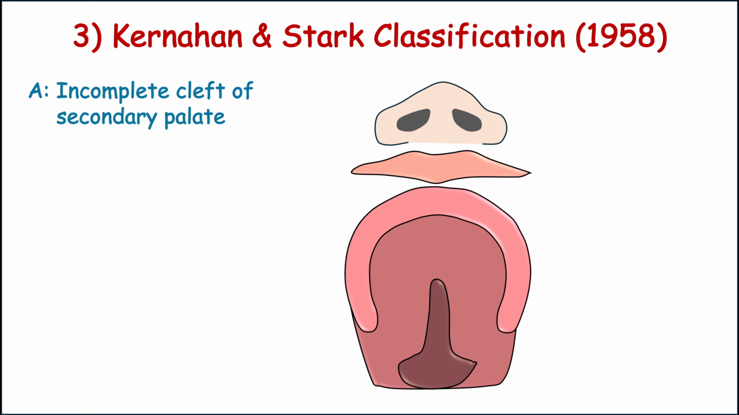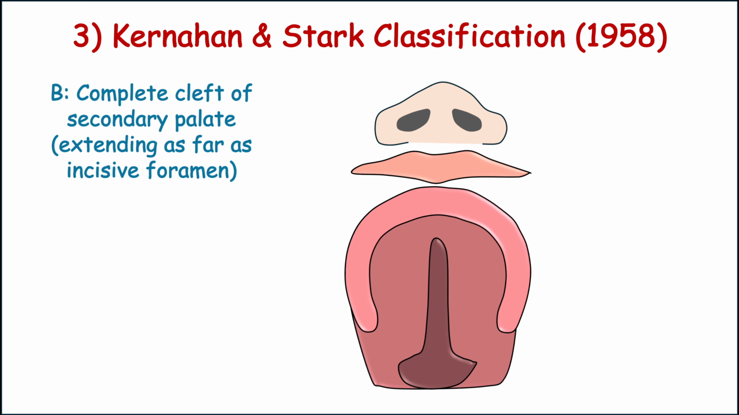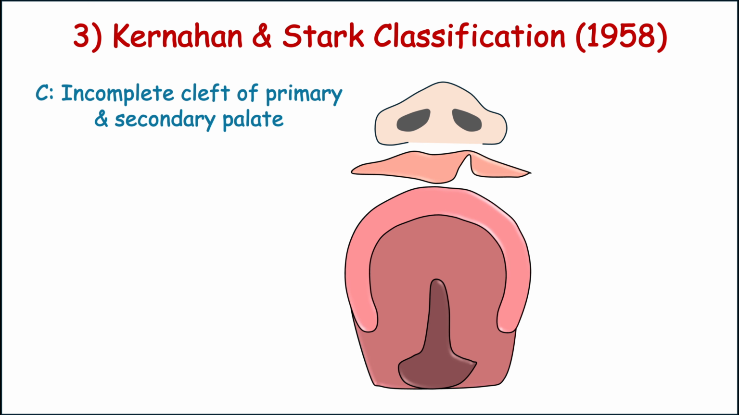Kernahan and Stark classification 1958. Type A, which consists of incomplete cleft of secondary palate. Type B, which consists of complete cleft of secondary palate. Type C, which comprises of incomplete cleft of primary and secondary palate.